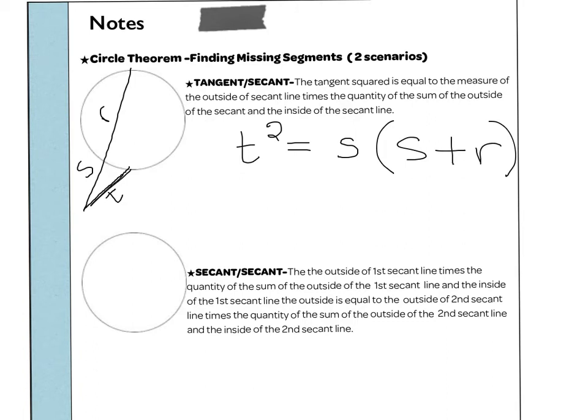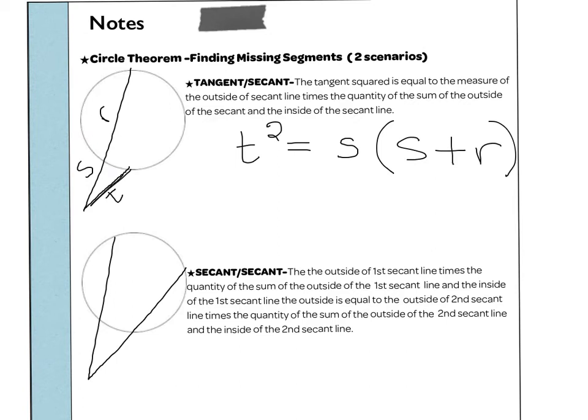So that's how I do it for that type of problem if I'm finding one of the missing segments. Now, that's for a tangent and secant. What about a secant and a secant? It's really not much different, folks. This time you've got two secant lines.